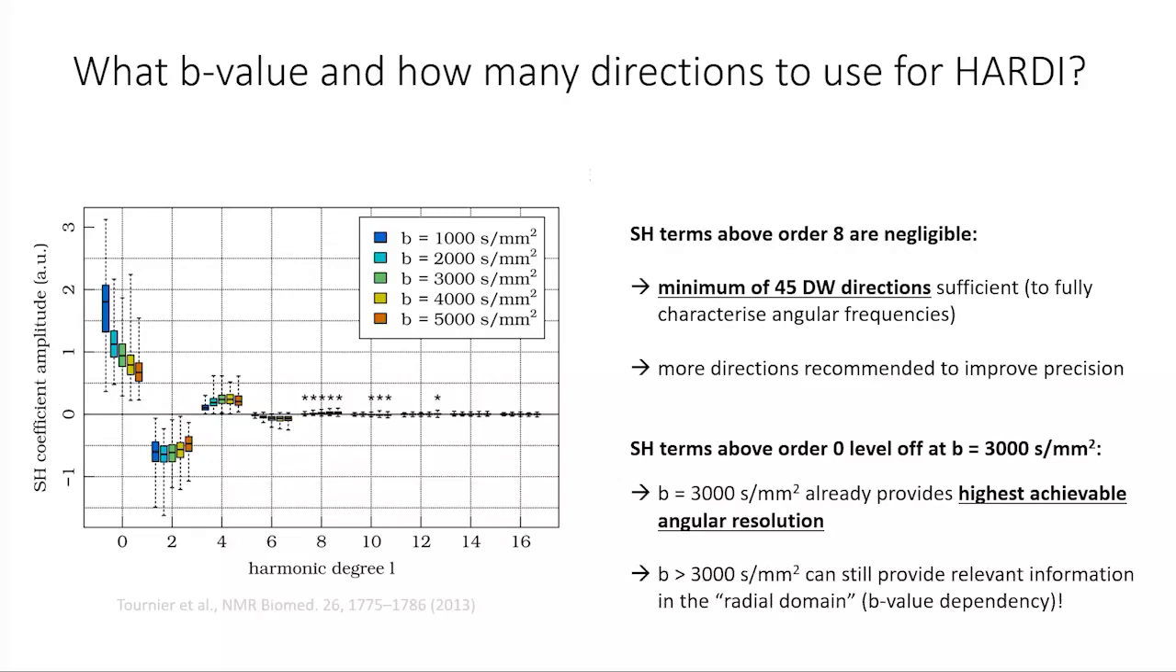So does this mean that we don't want to ever acquire B values above B3000? Of course not, because going beyond B3000 can still provide you very relevant information in the radial domain. So that's the domain of the B value dependency.